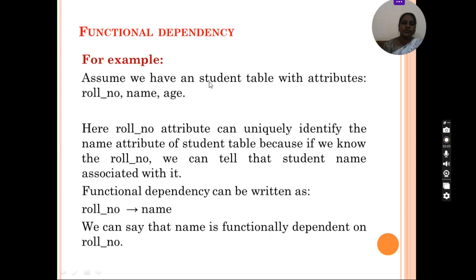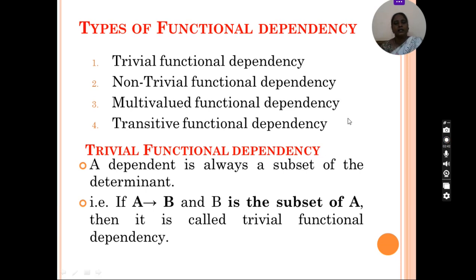We can take the student table with attributes roll number, name, age, and the functional dependency roll number determines name, meaning roll number can uniquely identify the name attribute. So here name is functionally dependent on roll number. The types of functional dependency: trivial, non-trivial, multivalued and transitive.